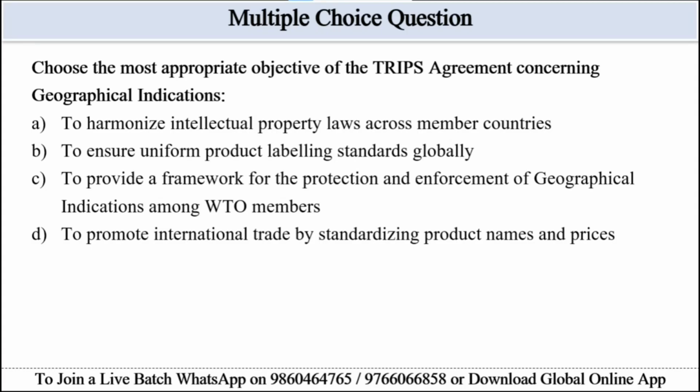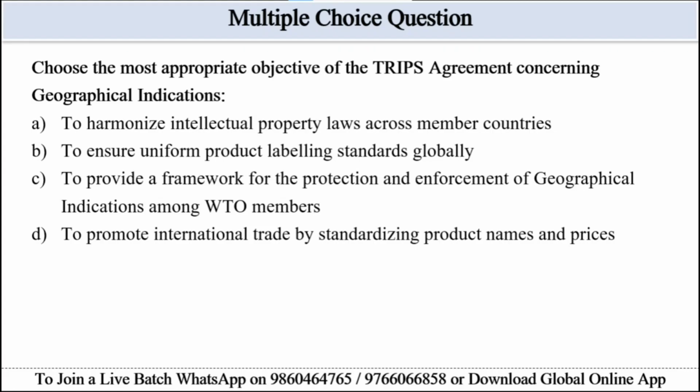So in case of this, TRIPS sets minimum standards and enforcement for IP including GIs among the WTO members. So on the basis of this, we can eliminate option A because broad harmonization is not the most precise objective here. In case of option B, it can also be eliminated because product labeling standards are outside TRIPS core scope.